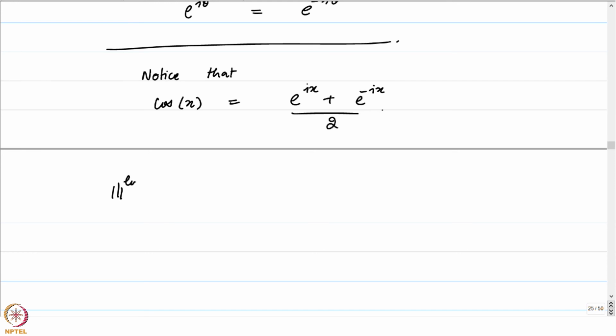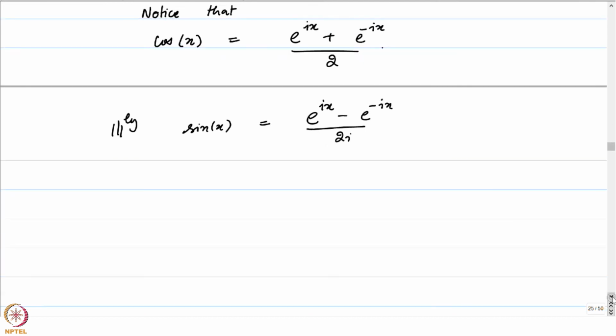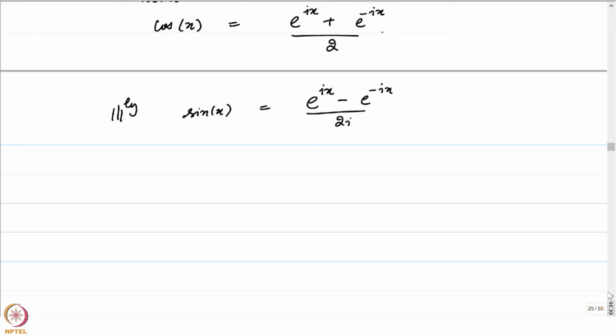And similarly, sine of x is equal to, this is the imaginary part, so this is e to the power ix minus e to the power minus ix, divided by 2i. So notice that this is a function from R to R, and let's define the complex trigonometric functions cos and sine by using the same formula. So let us now define the complex trigonometric functions.